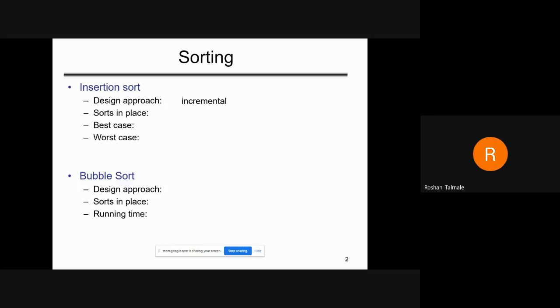In insertion sort, the design approach is incremental. Remember these things, because based on this, the question will ask whether it is incremental or exponential. So insertion sort is always an incremental approach. Sort in place, yes, we can perform the sorting. Best case is theta of n. This is the best case analysis. And the worst case analysis is theta of n square. Here n is the number of iterations. This is insertion sort.